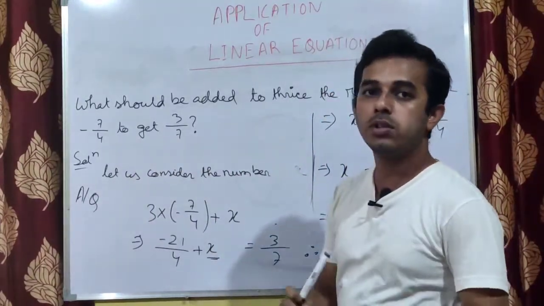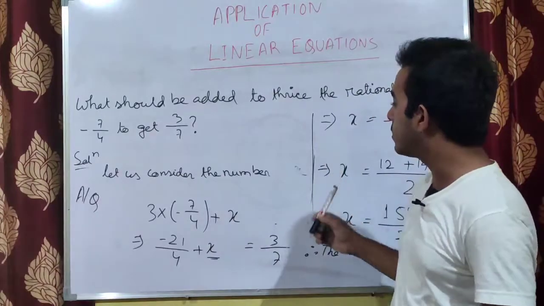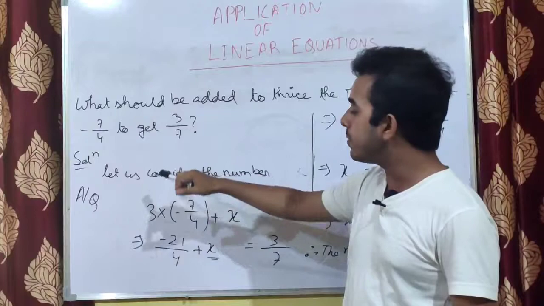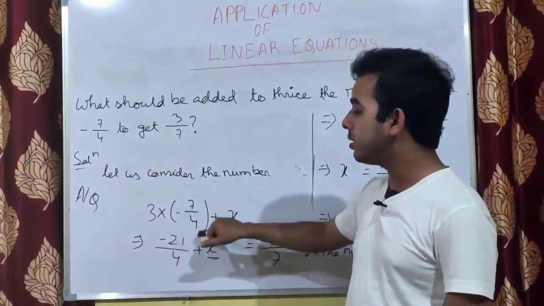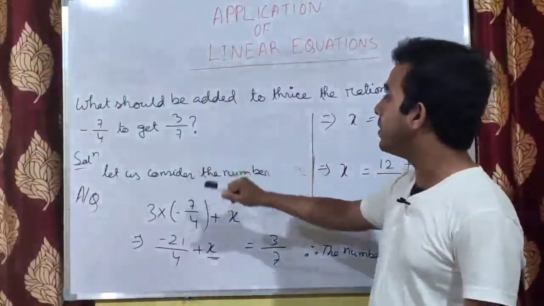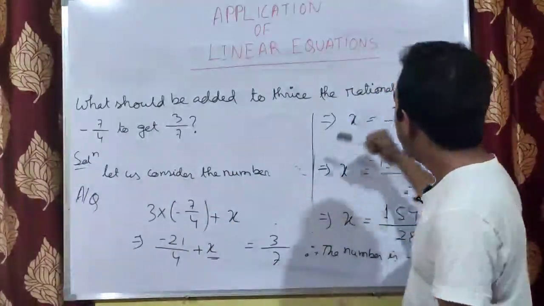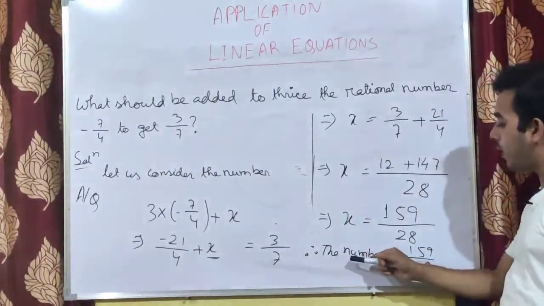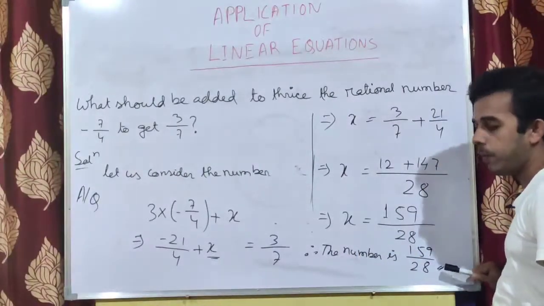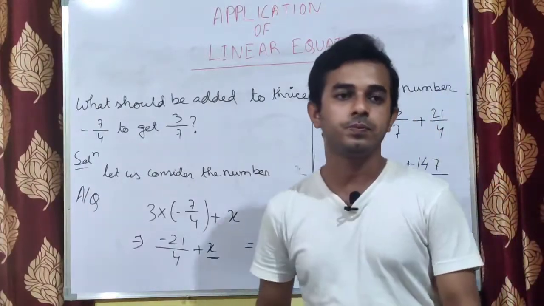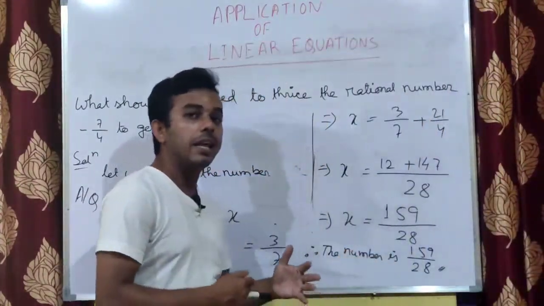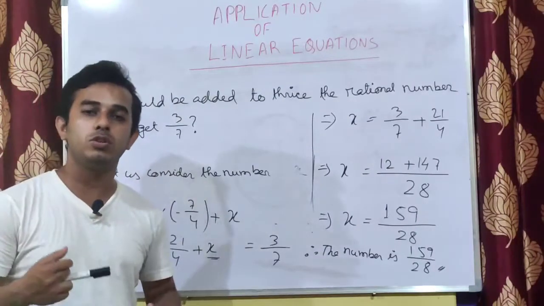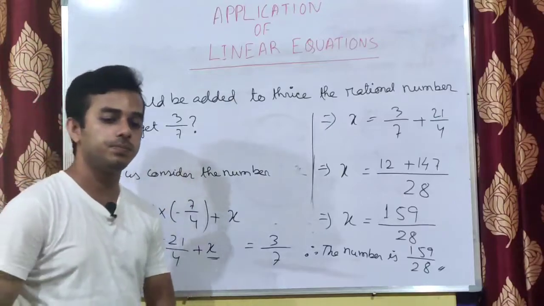We don't know the number, so we assume that the number is x, right? Then according to the question, 3 times minus 7 by 4, so 3 into minus 7 by 4 plus x equals 3 by 7. After that we follow the steps as we have done earlier. Then we find our number as 159 by 28. So I hope this is clear. We will become more clear as we go on solving equations like this.